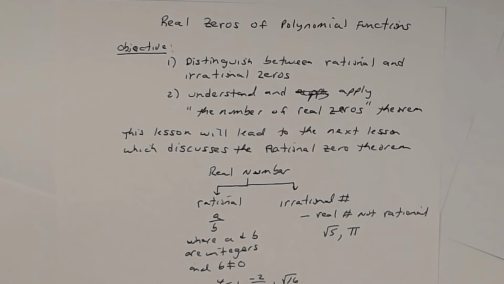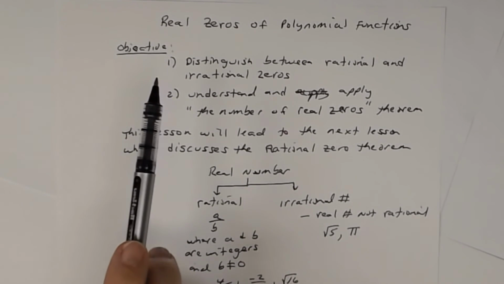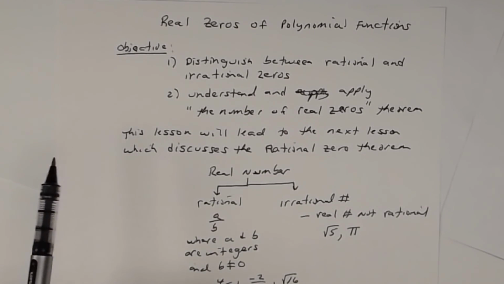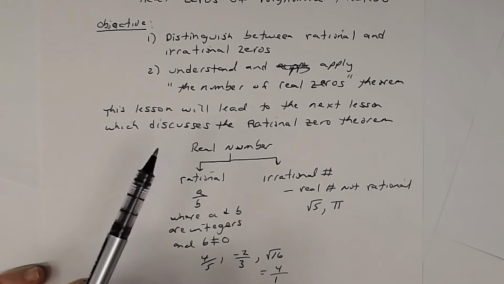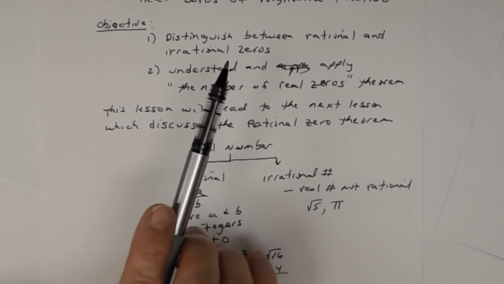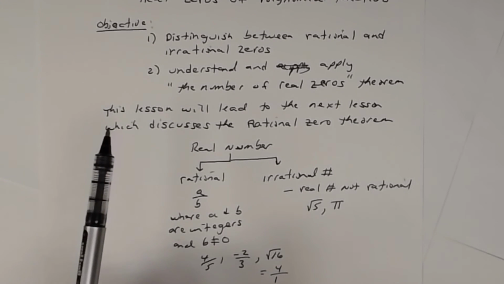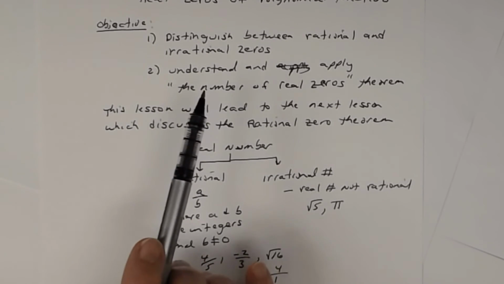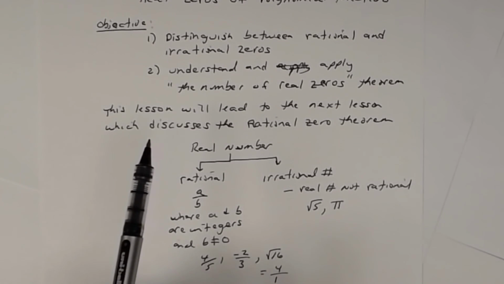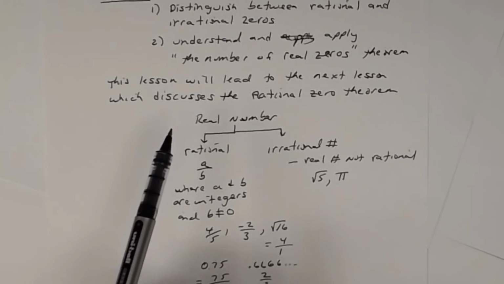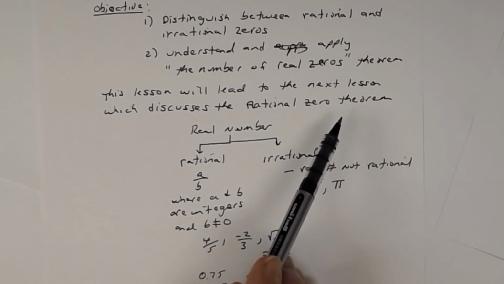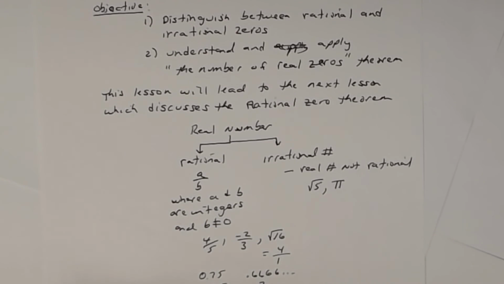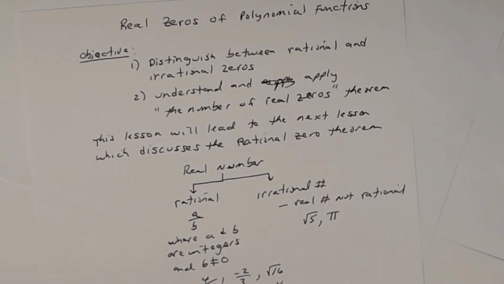All right, so that's going to take care of this lesson on our beginning discussion of real zeros of polynomial functions. Now that you know what a rational zero is, what an irrational zero is, and also this theorem that says you have at most n real zeros if the degree is n, we're now going to talk about the rational zero theorem. And so that's going to be the next lesson, the rational zero theorem.